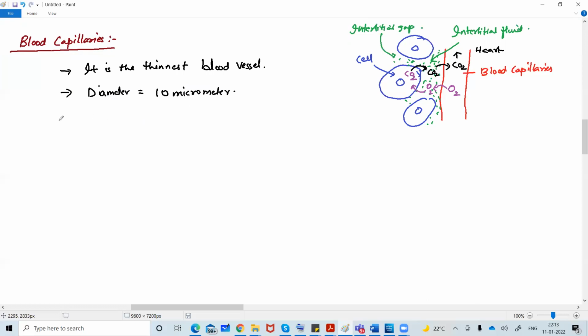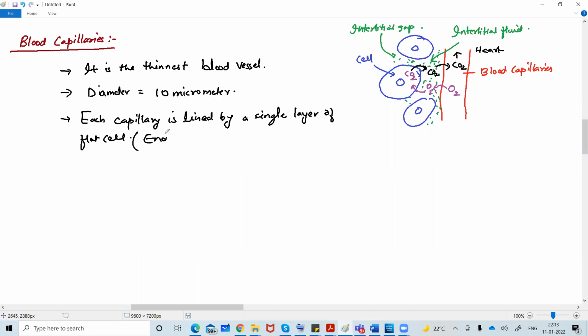capillary is lined by a single layer of flat cells. So you can say that each capillary is lined by a single layer of flat cells, and these cells are called endothelium.